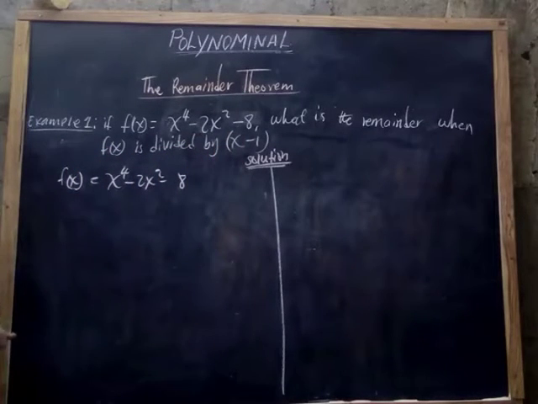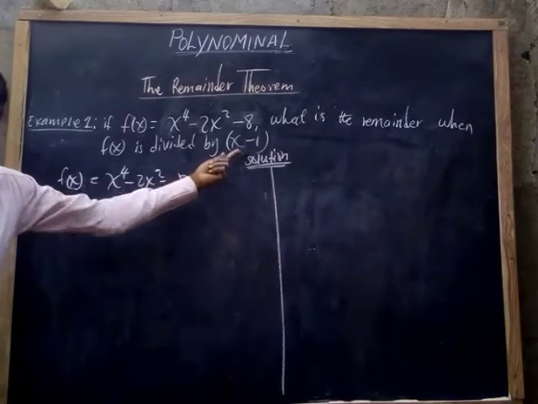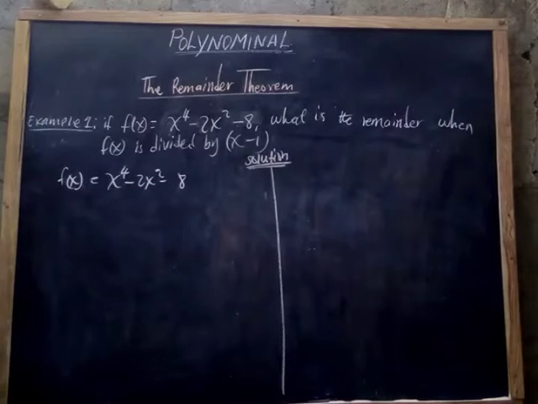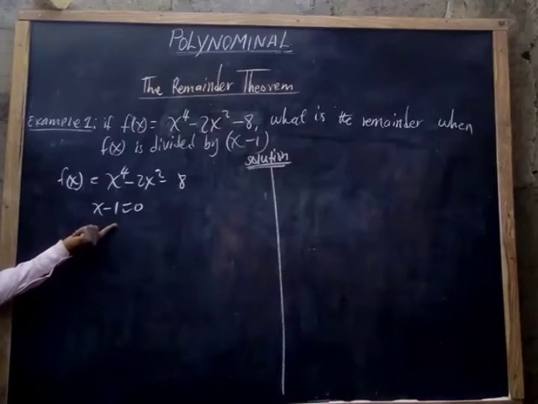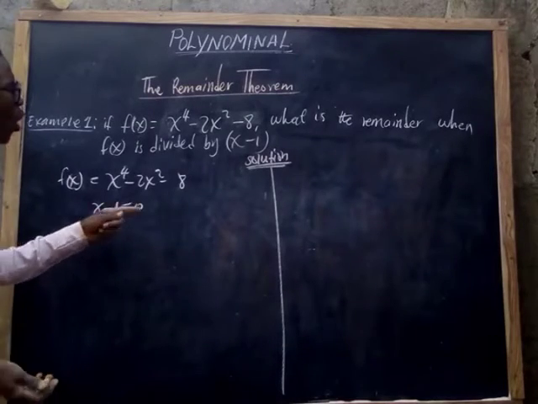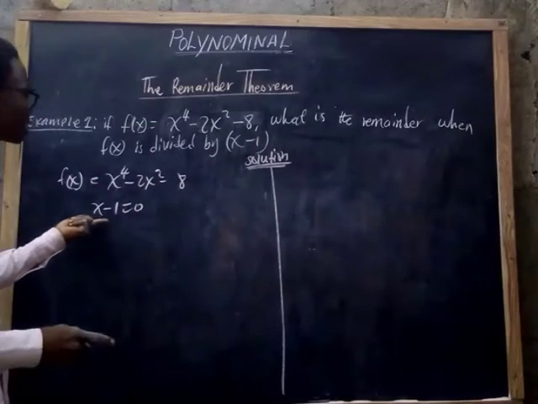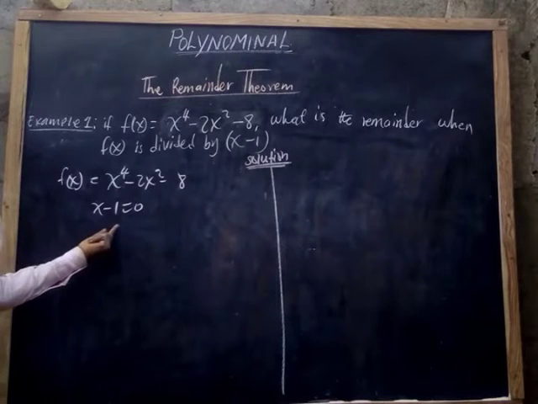Now, what are you going to do? Always take the divisor that they give you and equate it with 0. The one that is supposed to be valued. So say x minus 1 equals to 0. So you equate it with 0. Always take this one and equate it with 0. You see, x minus 1 equals to 0.